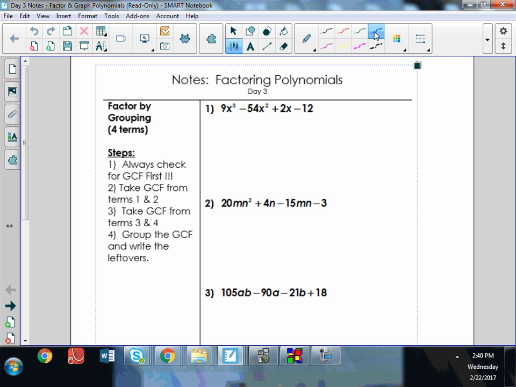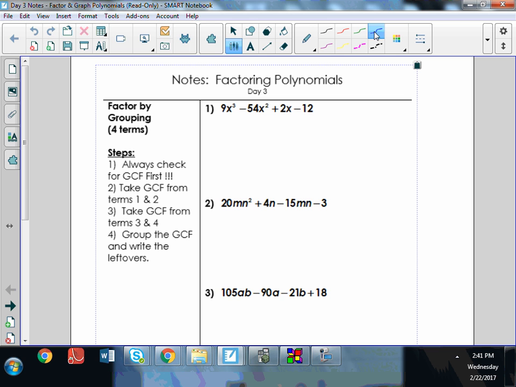I always look at the numbers. You've got a 9, that's odd, and you've got a 2. So there's no way there's a greatest common factor for those 4 coefficients. Then I look at the letters. If I've got negative 12 on the end and it's just a constant, there's no way that I can factor a variable out of those 4 terms. So it doesn't have a greatest common factor.